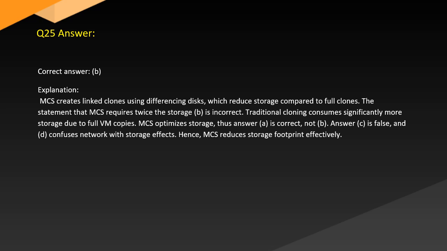Answer. Correct answer: B. Explanation. MCS creates linked clones using differencing disks, which reduce storage compared to full clones. The statement that MCS requires twice the storage, B, is incorrect. Traditional cloning consumes significantly more storage due to full VM copies. MCS optimizes storage, thus answer A is correct, not B. Answer C is false, and D confuses network with storage effects. Hence, MCS reduces storage footprint effectively.